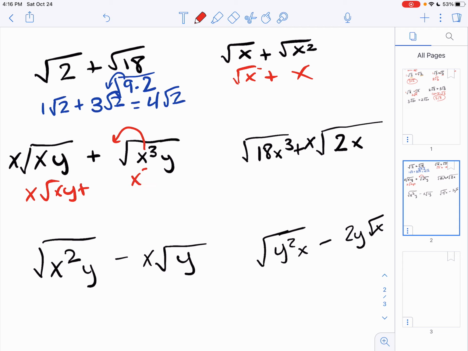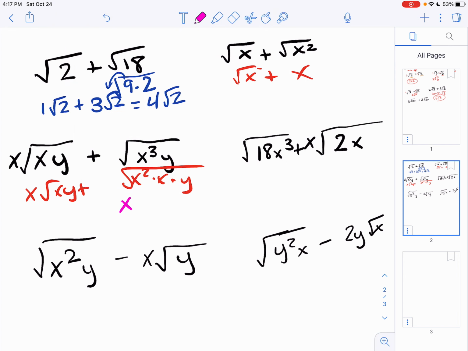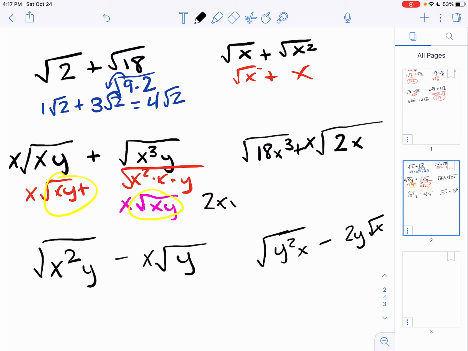Well, I can change this to x squared times x times y, which will allow me to then take x squared out as an x. So now what I'm left with inside my radical is xy. So now I can actually add them together, because I have x radical xy and I have x radical xy. Notice that what's inside the radicals are now the same. So now we can add them. So we add what's on the outside of the radicals together. X plus x equals 2x, and then radical. We have to keep what's inside, so xy.